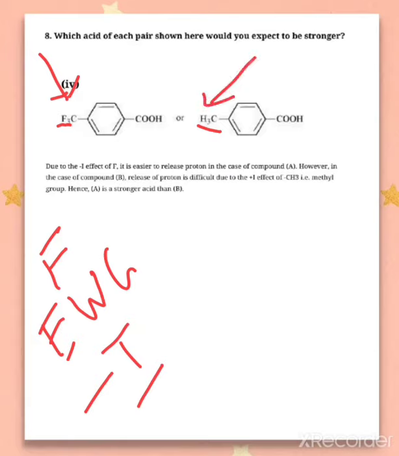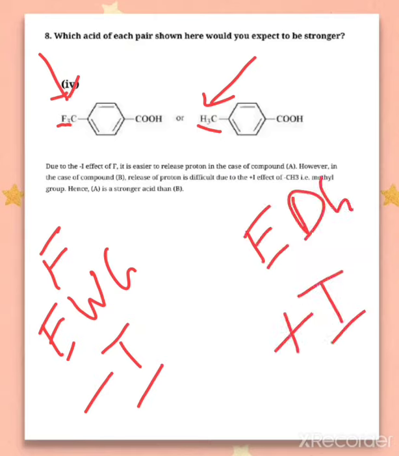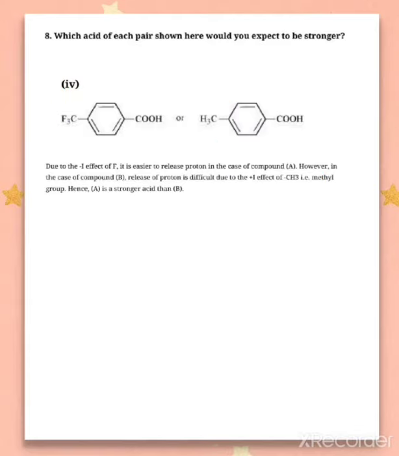But here, what is the CH3? CH3 is an electron donating group. That means which effect? Plus I effect. And we know that when there is an electron donating group, the acidic character decreases, and when there is an electron withdrawing group, the acidic character increases. So which one will be the stronger acid here? This one will be the stronger acid because of the electron withdrawing group, 3 fluoro are there. So these are some of the questions based on acidity, the most important part of this organic chemistry.